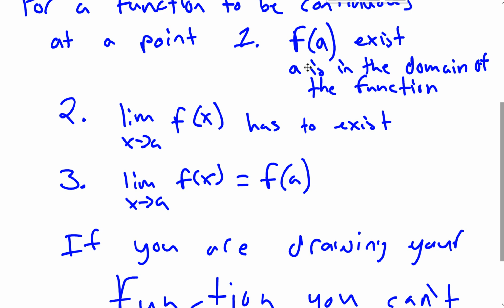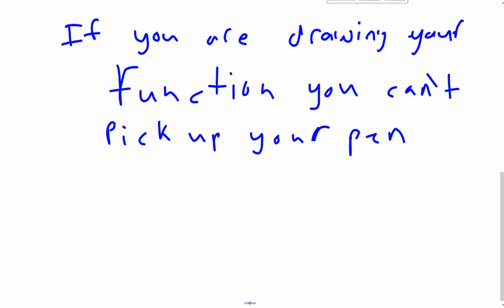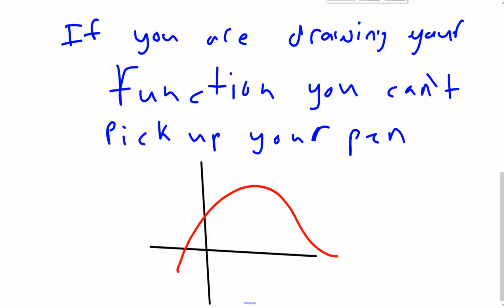value into your equation. So what this means, basically, if you are drawing your function, you can't pick up your pen. That's what the definition of continuous kind of is. So when I draw my function, I just can't pick up my pen, and it can go however it wants. There's some conditions within that as well, but for just regular looking at it, that's kind of the case, right? It has to be continuous.